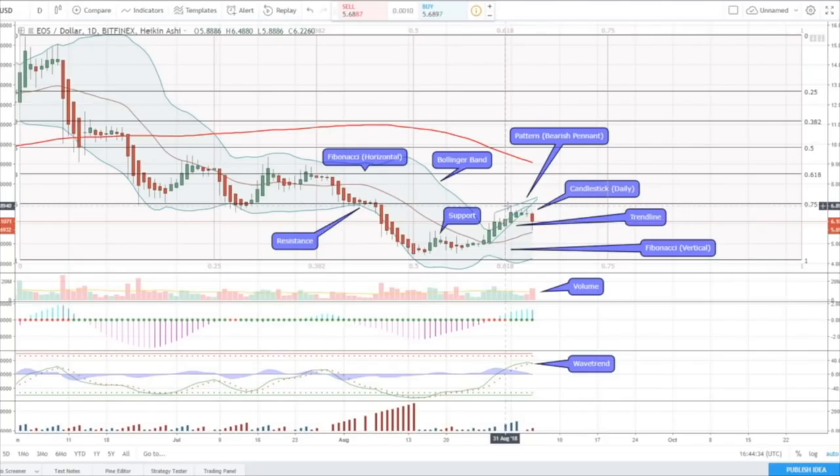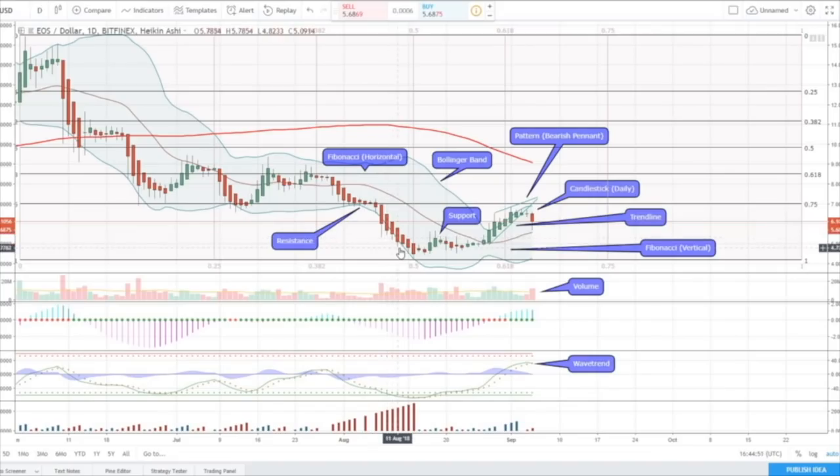Then we have something called Bollinger Band. And these are the Bollinger Bands. Here is the upper Bollinger Band and here is the lower Bollinger Band. So basically you can say that these are price extremes.